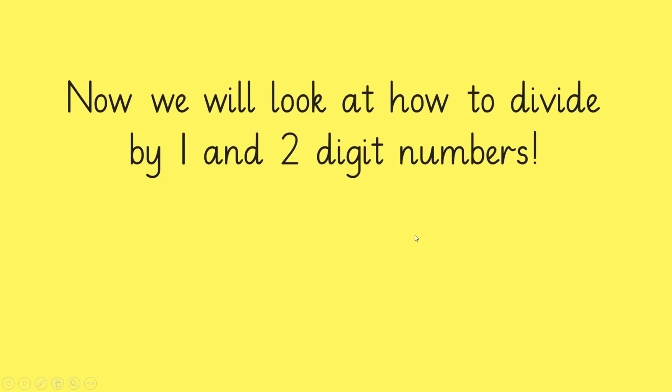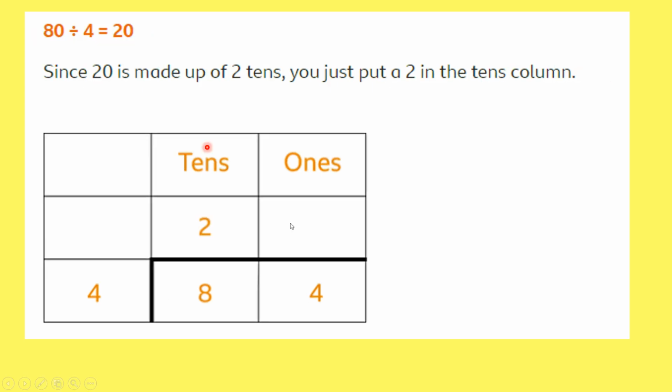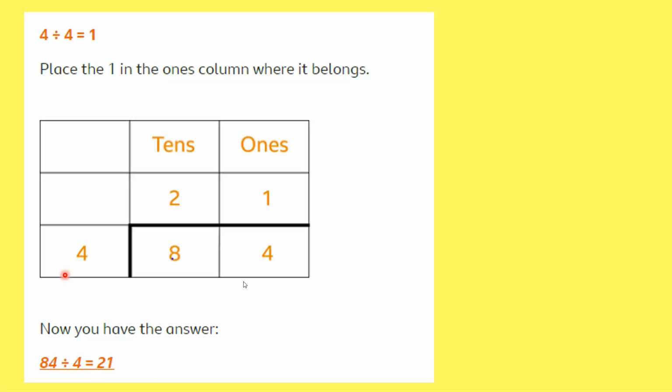So now we'll have a quick look at how to divide. Now we have here our bus stop method, which we've been practicing really hard with. Again, it's important that we set everything out correctly. We then look at what we're dividing by. We see how many of this fits into our 8. So 4 goes into 8 2 times. Then we see how many 4s go into 4 1 time. Our answer would be 21. 84 divided by 4 is 21 because 4 fits into 84 21 times.